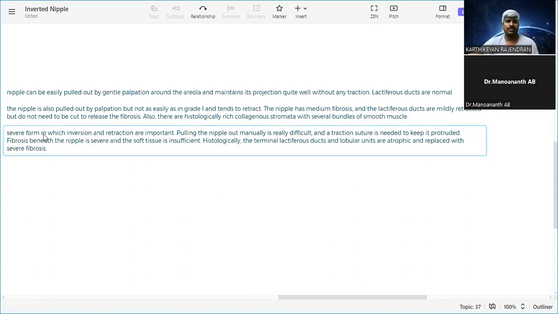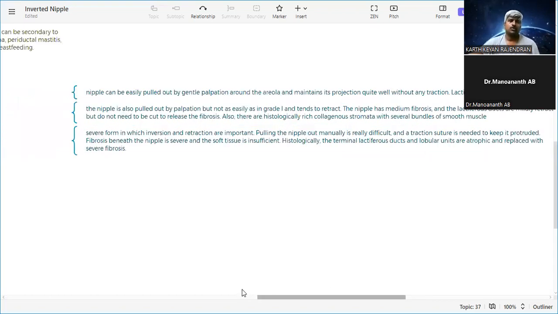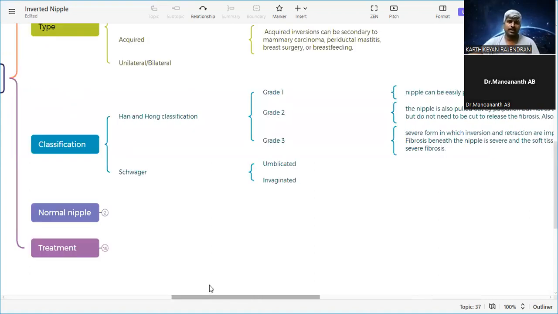The severe form is severe fibrosis and retraction, and pulling out of the nipple is not possible. So this is grade 1, grade 2, grade 3: mild, moderate, severe. In the mild case, pulling out is possible. In grade 2, pulling out is only partially possible. In grade 3, it is not possible. Grade 3 is due to fibrosis, grade 2 due to lactiferous duct traction, and grade 1 is like normal lactiferous ducts.